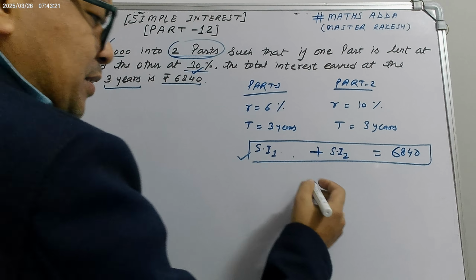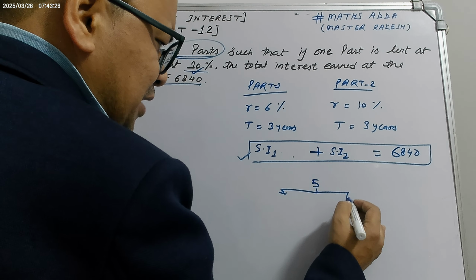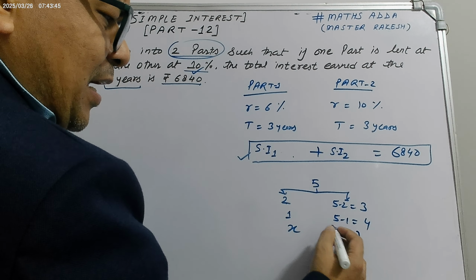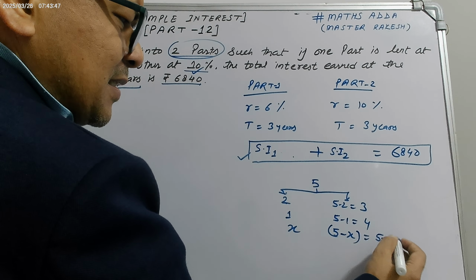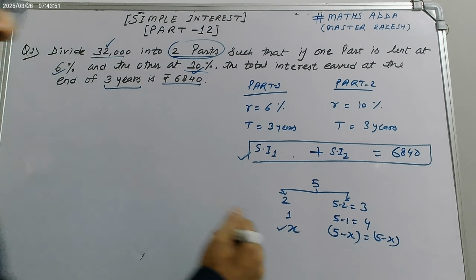Okay, I'll put some example. Suppose you have to divide 5 into two parts. One part is 2. What will be the other part? 5 minus 2 equal to 3. Very simple, because 2 plus 3 makes 5. If one part is 1, the other part is 5 minus 1 equal to 4. If one part is x, the other part is 5 minus x. It won't solve until we know the value of x. x is the variable.